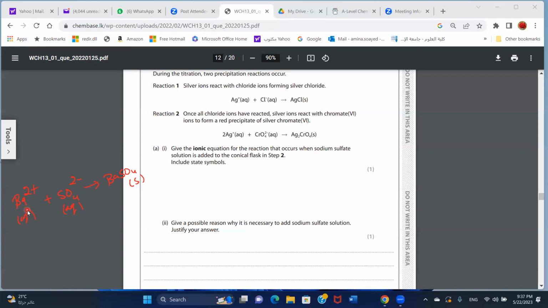And why do we want to remove the barium ions? Because if they are present in the solution, they could react with the chromate ions and produce barium chromate, which is also a solid like the silver chromate. So we want to precipitate the silver in the form of silver chromate. So if the barium is present, it will also precipitate. It will take part of the chromate ion and form barium chromate. We don't want this to take place. That's why we have to remove the barium ions. So here you are going to say to remove the barium ions so as not to react with the chromate ions, forming barium chromate.